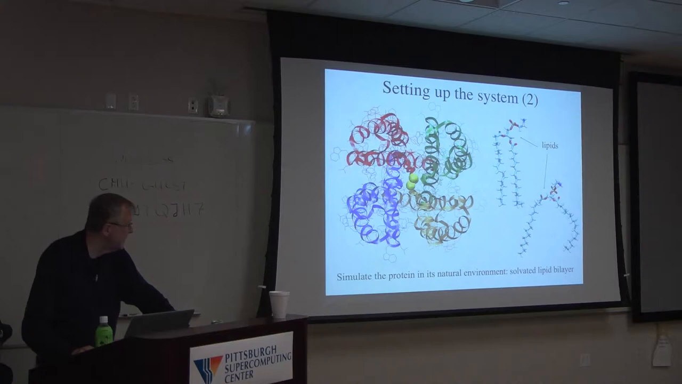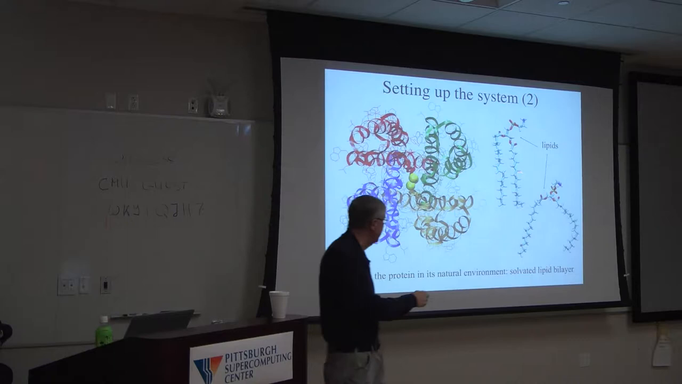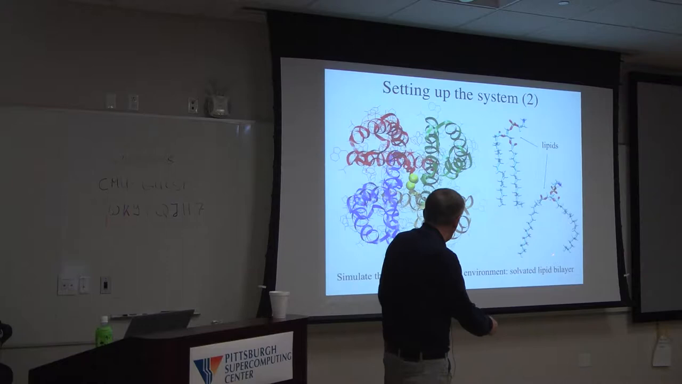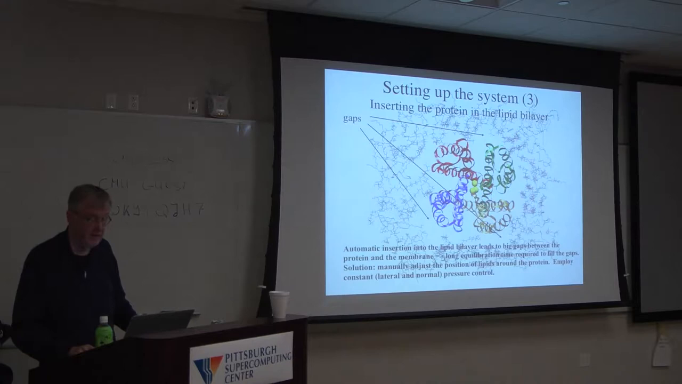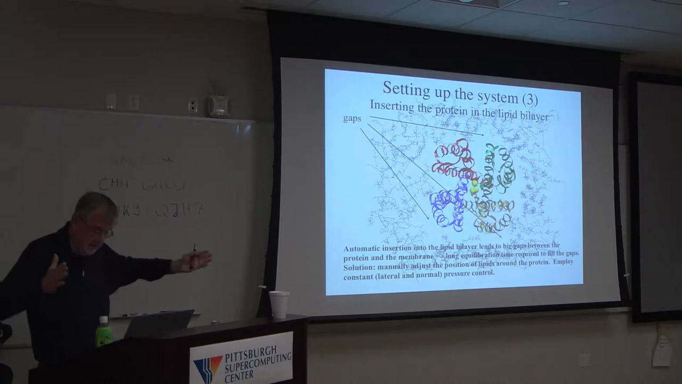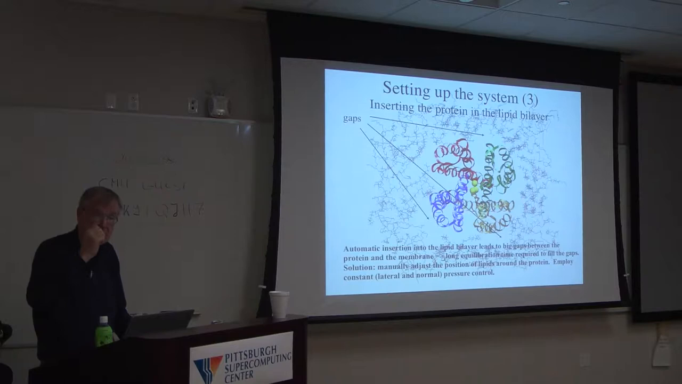And you see the lipids are pretty complicated. They are not very straight; some of them are straight, but some are pretty disordered. And so now getting the lipids around the protein is not quite trivial. When you put them there, you first have gaps, and then you must squeeze the lipids close to the protein using constant pressure simulations.